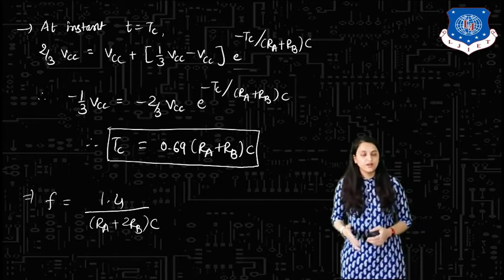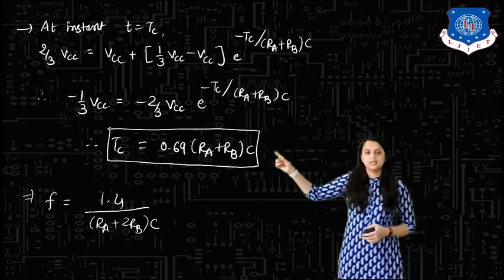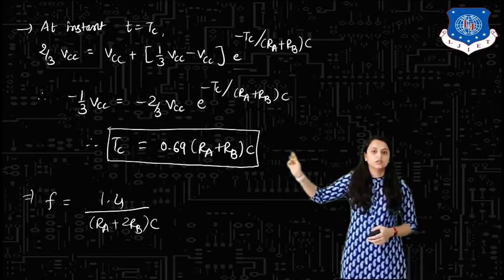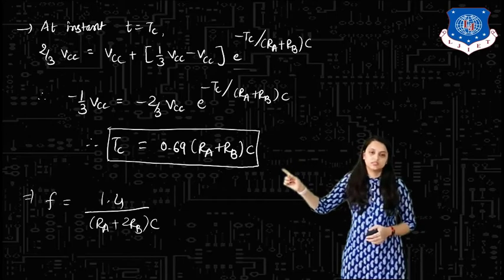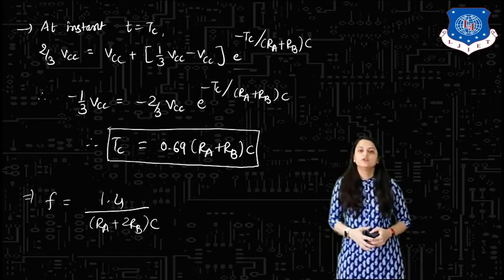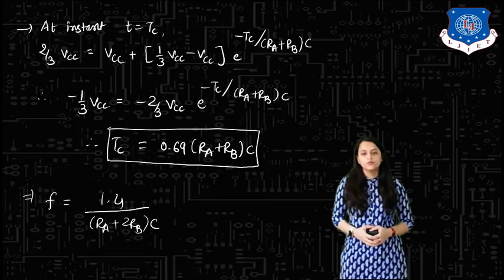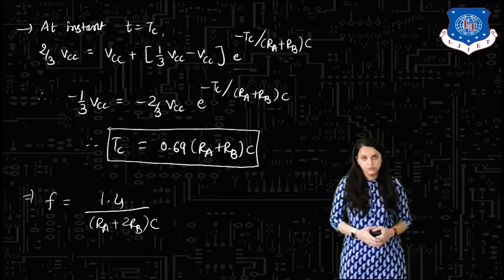So if we want to find the charging time Tc, that is equal to 0.69 into (Ra plus Rb) into c. Remember this charging time value for this case. Here the value of frequency is 1.4 divided by (Ra plus 2Rb) into c.